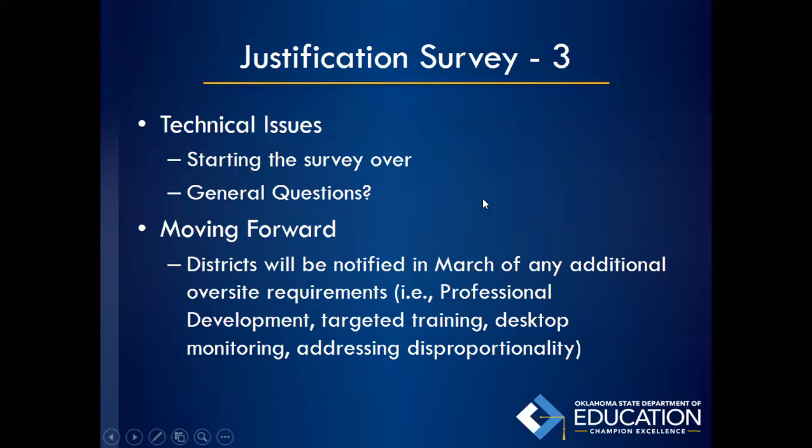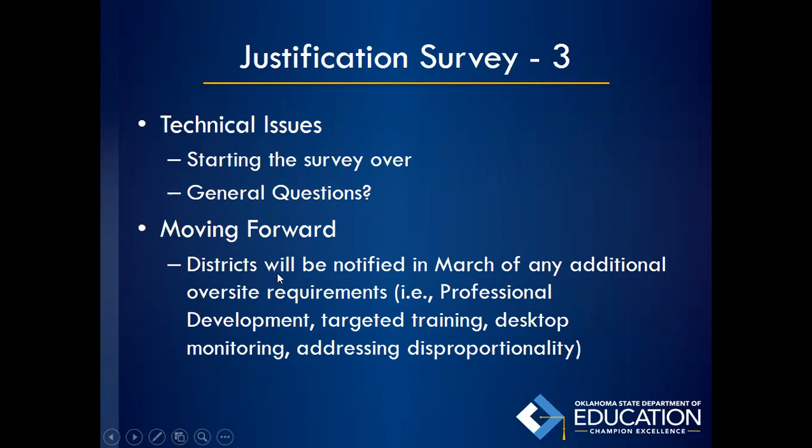Technical issues, like I mentioned earlier, if you need to start the survey over, try using a different browser. You can't go back and re-answer a different question, but you can start it over, and I can erase, delete your previous attempt. General questions, always feel free to contact me with any type of questions you have.